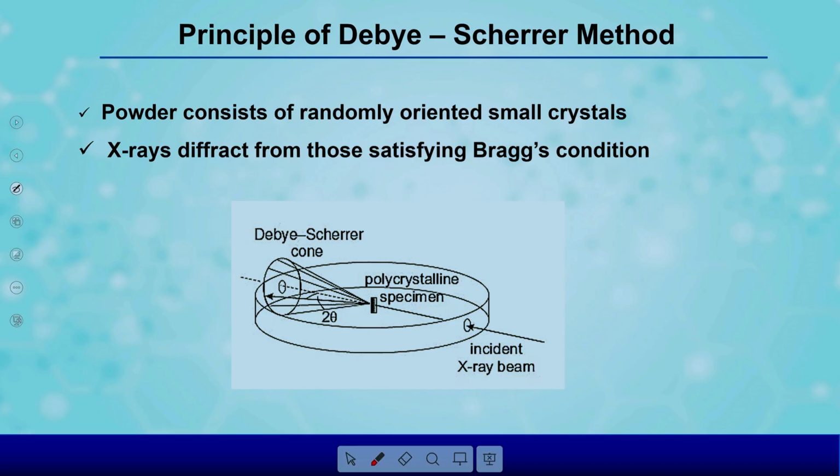We have seen that we use a finely powdered sample, and such a finely powdered sample will consist of randomly oriented small crystals called crystallites.